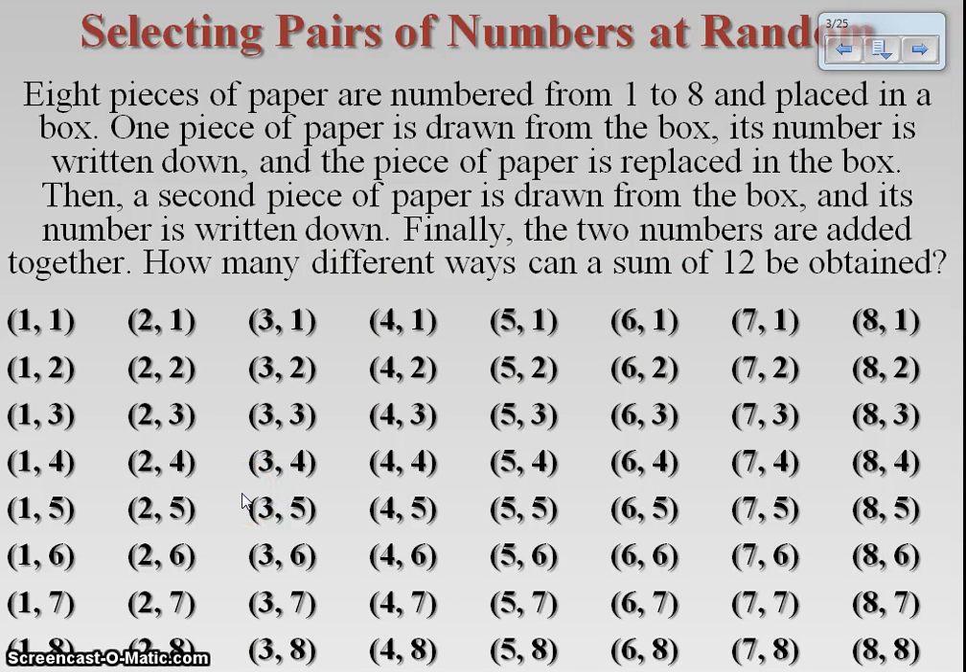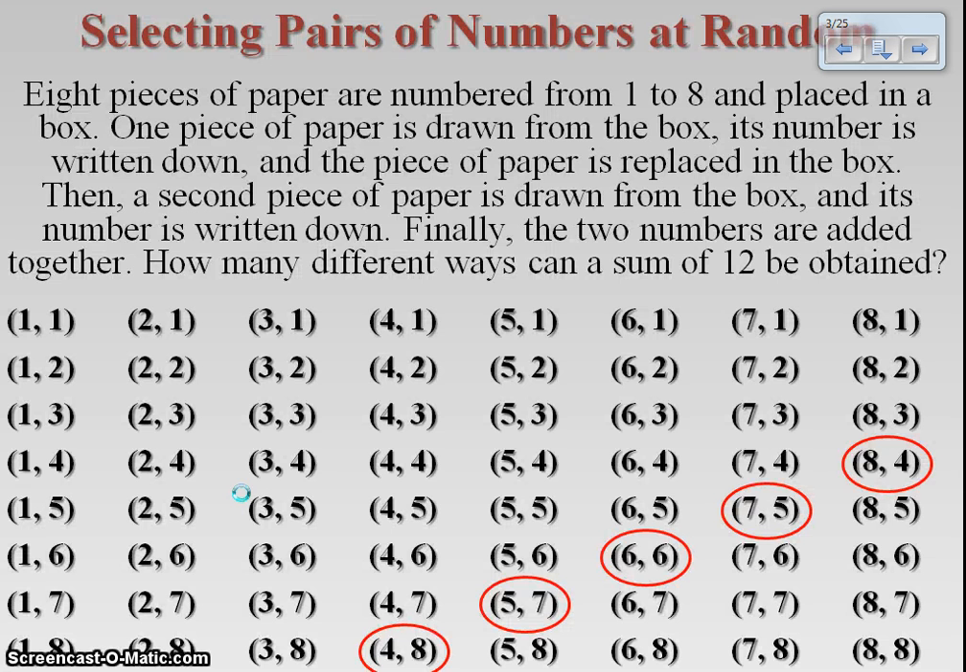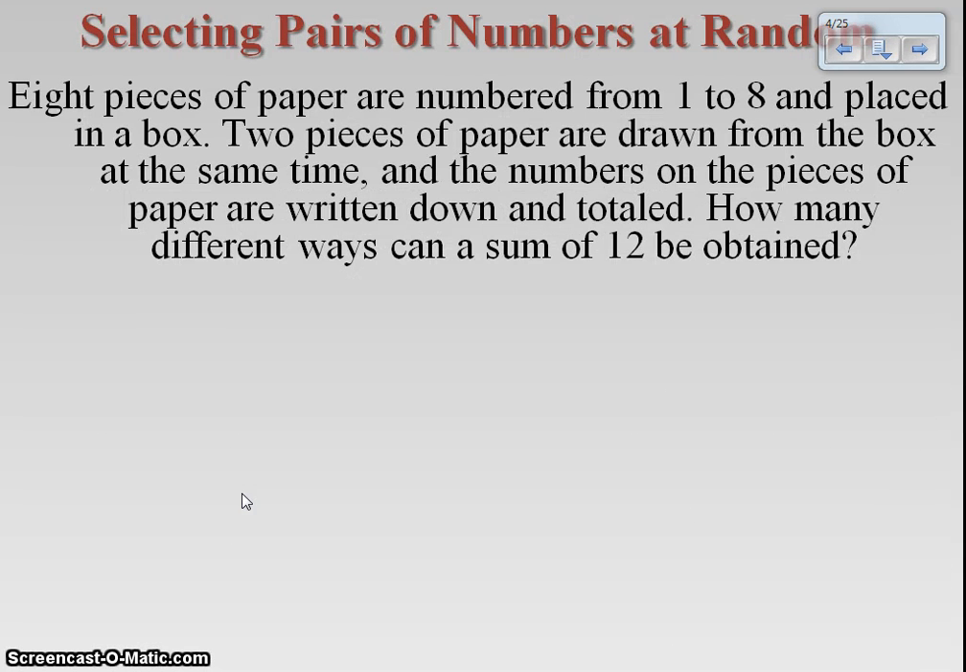But now how many of these add up to 12? Well, 4 and 8 adds up to 12. 5 and 7, 6 and 6, 7 and 5, 8 and 4. So how many different ways can we add up to 12? Oh, sorry about that. 1, 2, 3, 4, 5. Looks like 5 total.